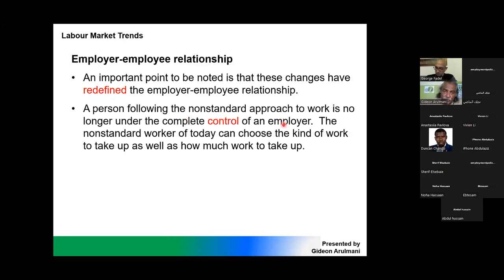A person following the non-standard approach to work is no longer under the complete control of an employer. So you have total freedom. You can say, I'm not taking this job. I can say, I'm not doing this. I have had enough. I'm taking 3 weeks holiday. I'm not going to take any contracts. Total freedom, great sense of freedom. Yeah. So the non-standard worker of today can choose the kind of work to take up as well as how much work to do.